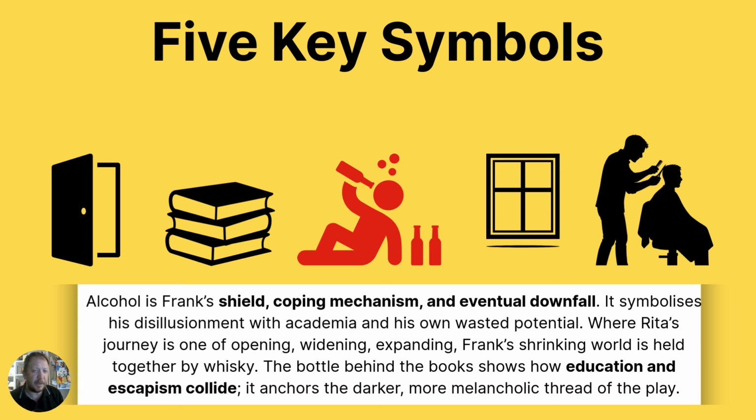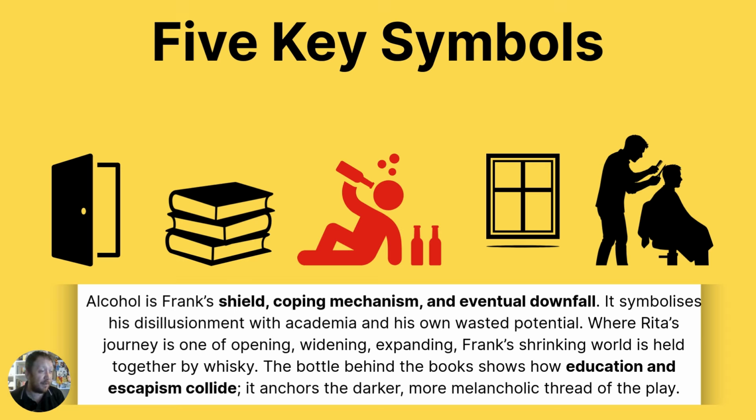Frank's alcohol, I love this metaphor here. Alcohol is Frank's shield. Just like the door, it's like a layer upon a layer, isn't it, that he has in his life. It's a coping mechanism. And it's also his eventual downfall. Being drunk in the lecture, falling off the lectern, is ultimately what signals his economic downfall. So as much as it protects him, it also destroys him.